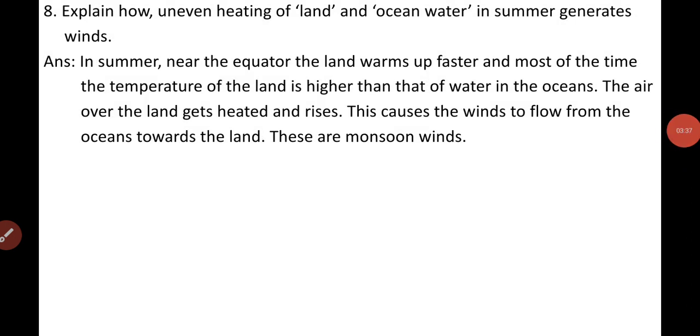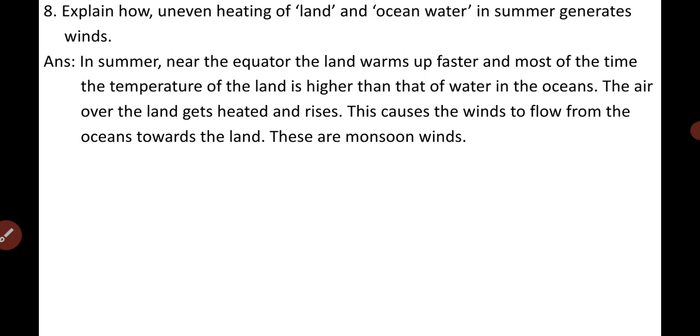See the next question. Explain how uneven heating of land and ocean water in summer generates winds. So here is the answer: in the summer season, land near the equator of earth heats up faster than the water in oceans. So most of the time what happens? The temperature of land is higher than that of water in the oceans.